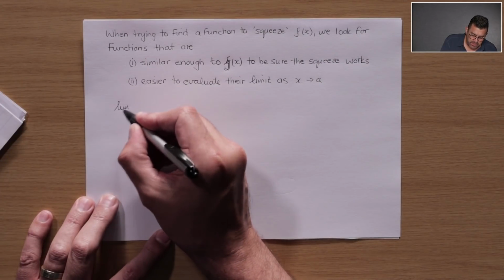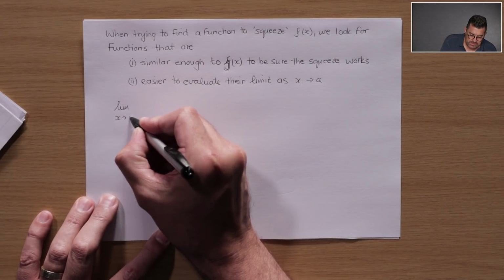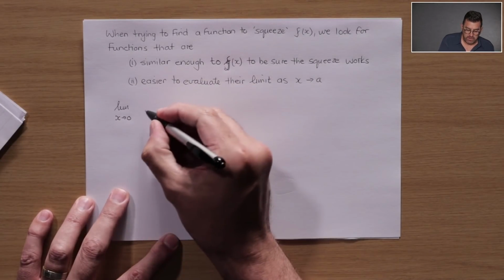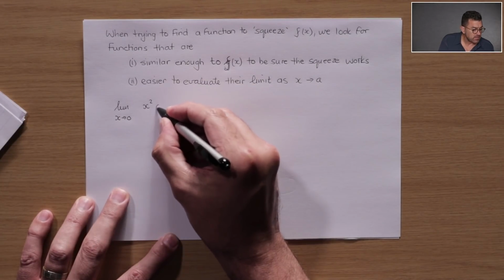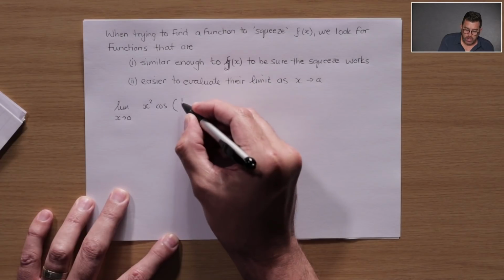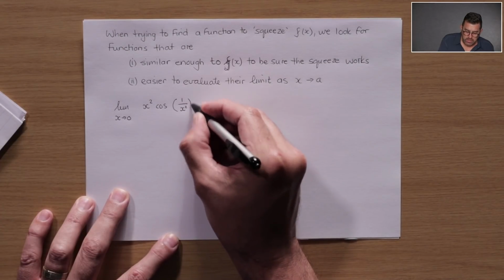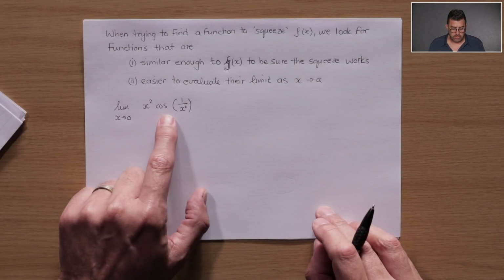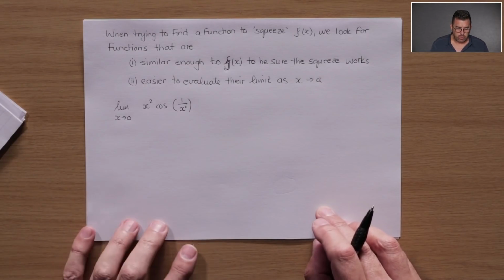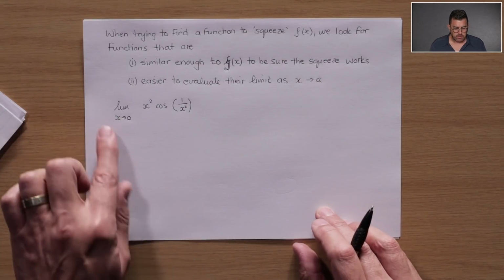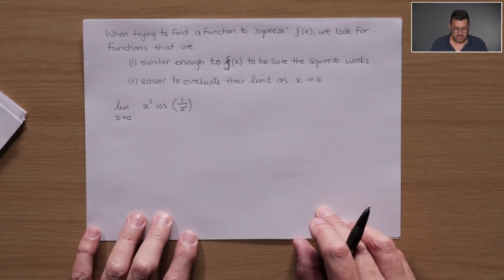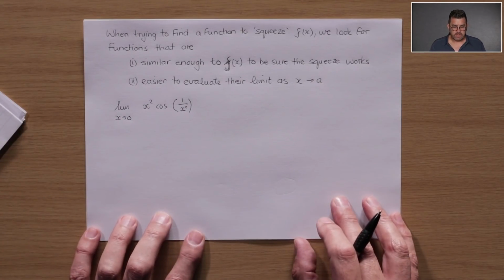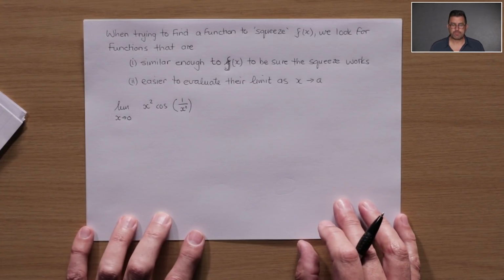Let's start with the limit as x approaches 0 of the function x squared cosine 1 over x squared. Now remember, at school you worked in degrees when you worked with trigonometry. At university, we work in radians. So this x represents that. Okay, folks, so now what do we do?